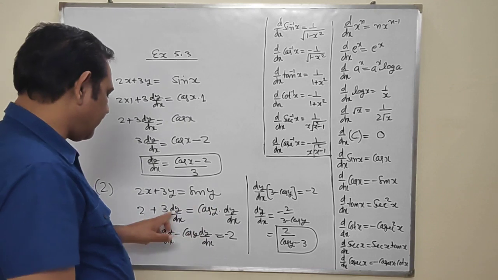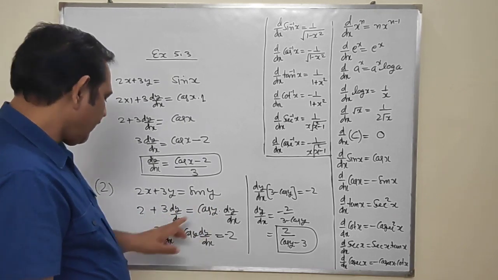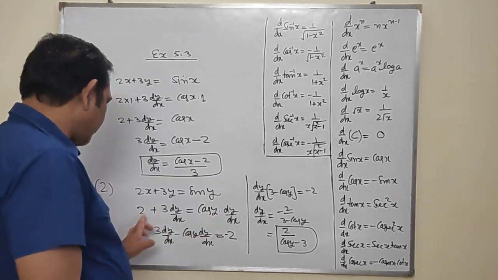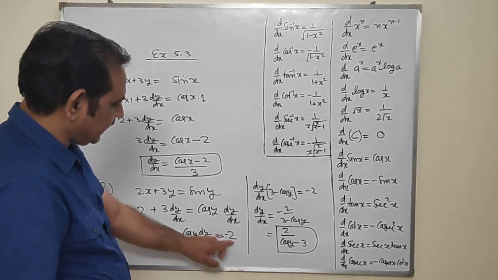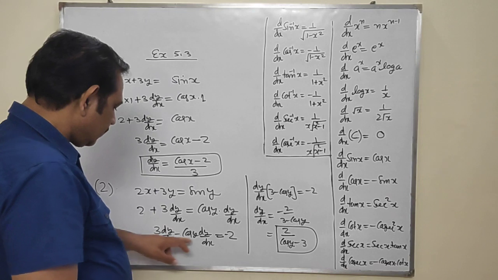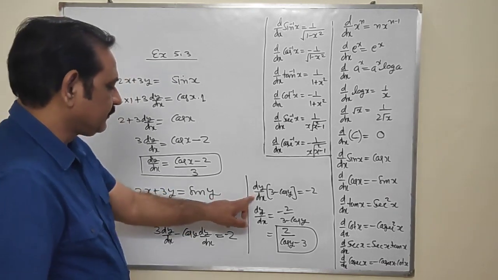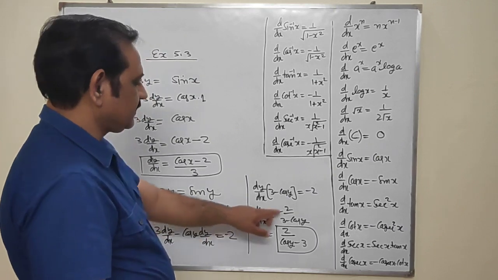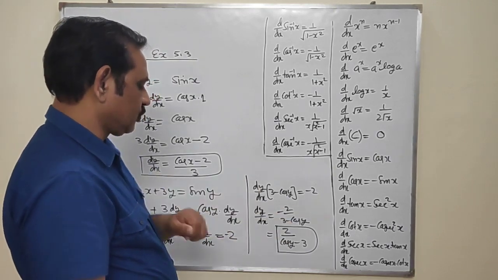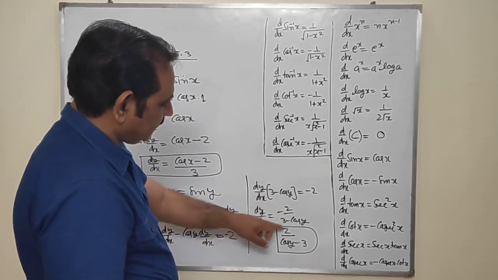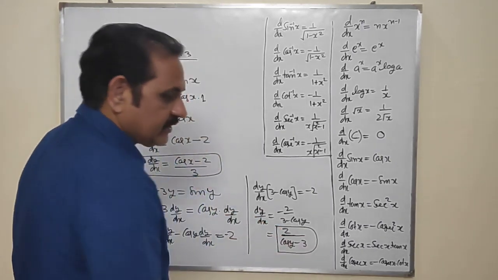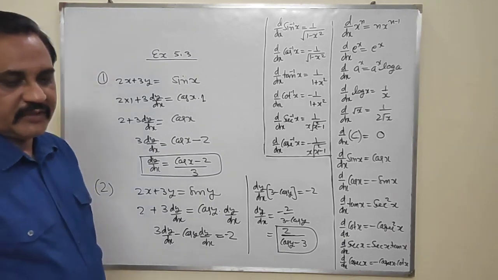So take dy by dx in the left hand side. 3 dy by dx minus cos y dy by dx is equal to minus 2. This 2 goes to that side, minus 2. So take dy by dx common. 3 minus cos y is equal to minus 2. So dy by dx is equal to minus 2 upon 3 minus cos y. So it will become further 2 upon cos y minus 3. So this is the final solution. Now next.